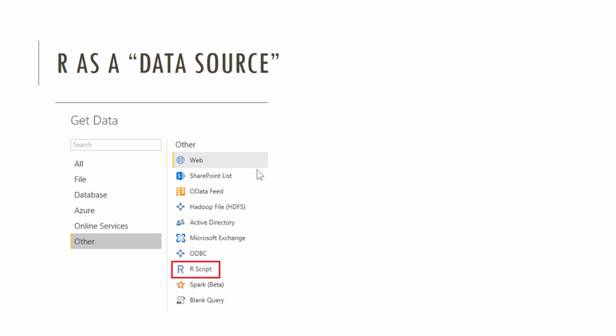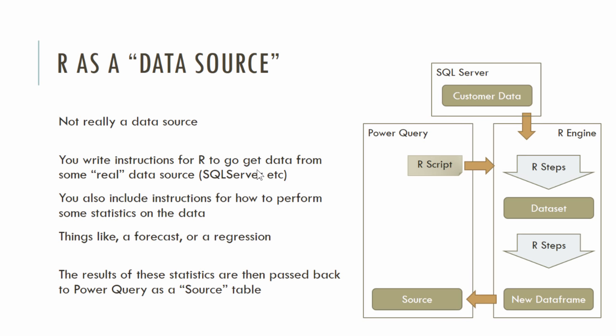Okay. So let's dig into R as a data source. You click on Get Data, you click on Other, you click on R Script, and then you can get data using R. I've got data source in quotation marks because it's not really a data source. This is sort of a point of some confusion. You're not getting data from R, or usually you're not. R has to go get the data from some other third place, right?